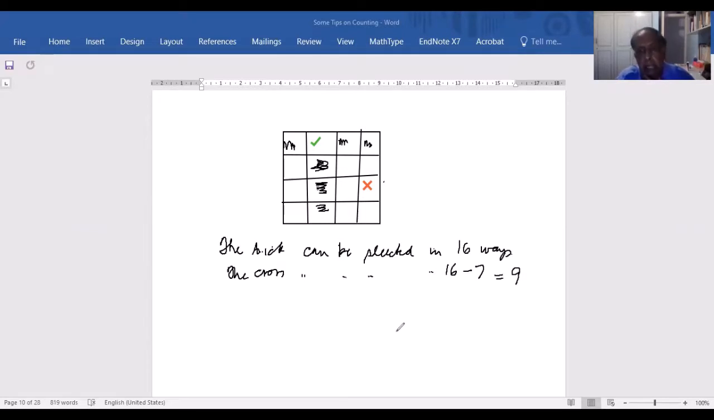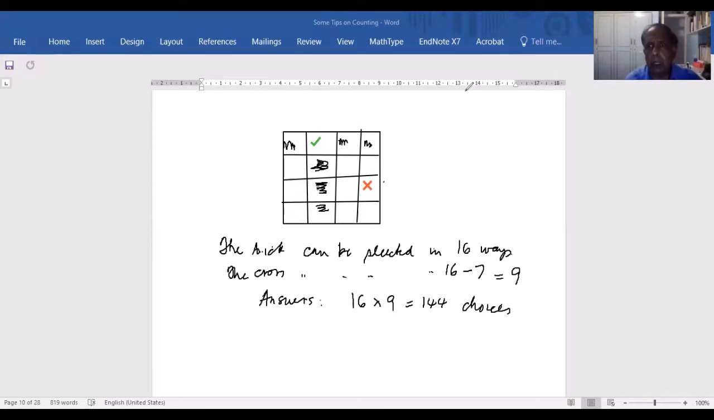So you only have 9 possible choices for the cross, and therefore the answer from the first counting principle, for each choice of the first, you've got 9 choices for the second, there are 16 choices for the first, and therefore there are 16 times 9 different ways of choosing a cross and a tick. So this is another example of the first counting principle.